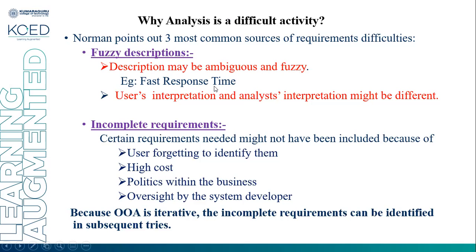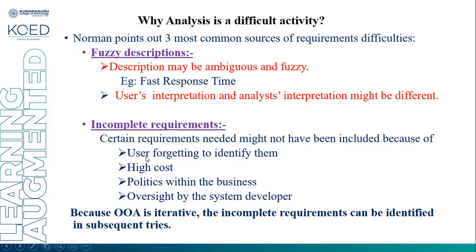There is no quantitative value. Fast response time is a very general term. The user's interpretation and the analyst's interpretation might be very different. The analyst does not understand what the user means by fast response time. Next one is incomplete requirements. Certain needed requirements might not have been included because the user forgot to identify them. Some requirements are not identified by the user.